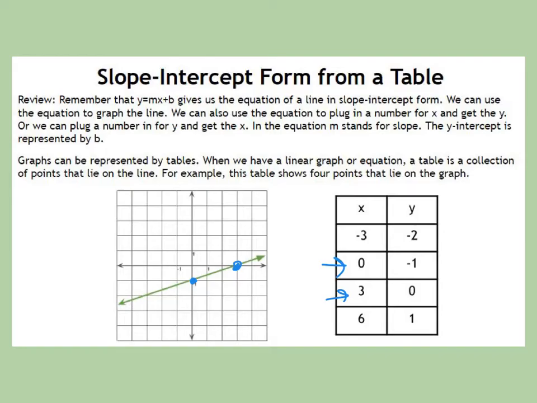And then negative 3, negative 2. And then we can't go to 6, positive 1. But if we could, it would be about right there. So this table is showing what could be on this graph and where this line will go if it's on a graph.